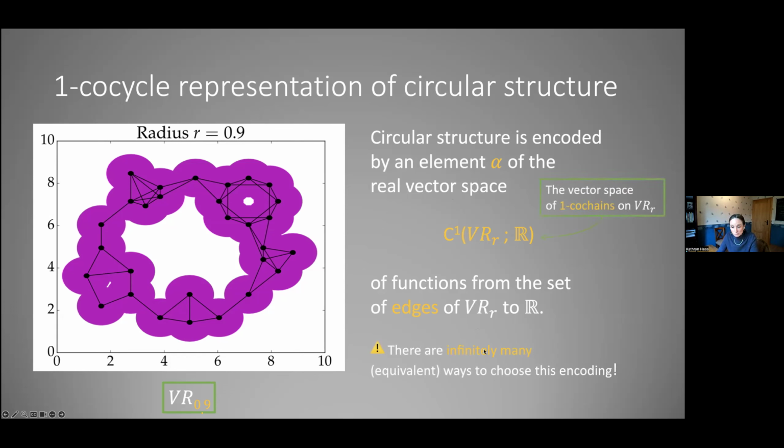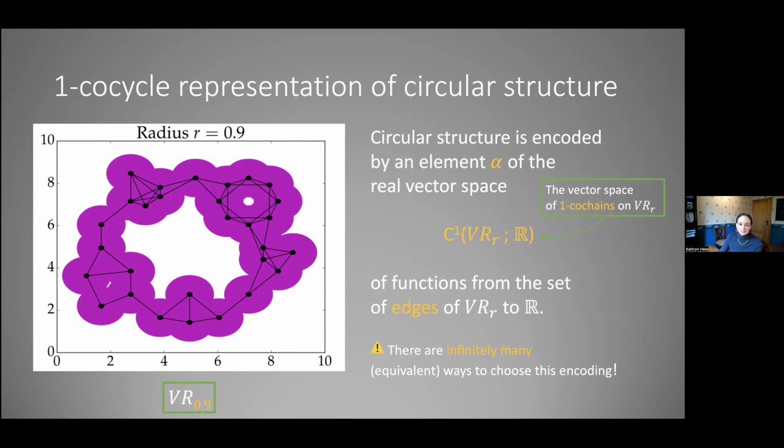One point I want to make here, because we'll come back to something about this, is there are actually infinitely many equivalent ways to choose this encoding as a one-cocycle. So this vector space here is a vector space of functions to the real numbers, where the vector space structure is just inherited from the addition and multiplication in R. It's called the vector space of one-cochains on this graph VR. And alpha is a one-cocycle. So it's an element of this vector space that has a nice property. And there are infinitely many ways we could be choosing this. We choose one, and then we'll figure out how we can choose the best one in some sense.